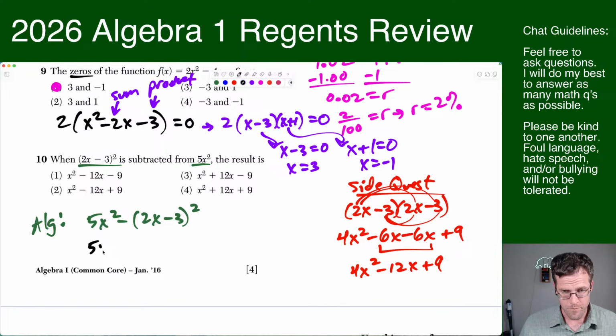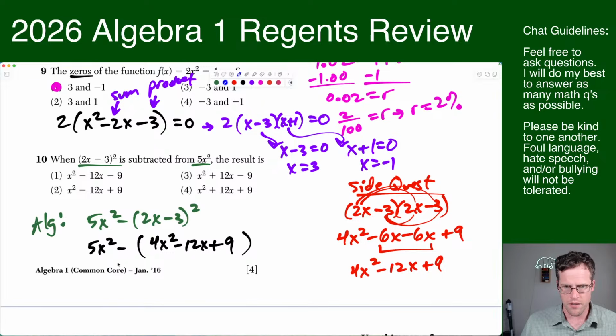But be careful here. Please make sure that you put parentheses when you subtract. The most common mistake in the world with this is kids just subtract these two. They're just like, oh, 5x squared minus 4x squared is x squared, and then they write the minus 12x plus 9. And of course, this one is waiting here. Okay, this one, please don't pick this.